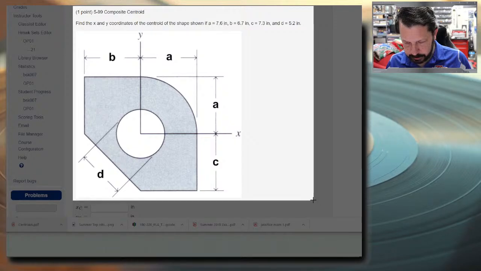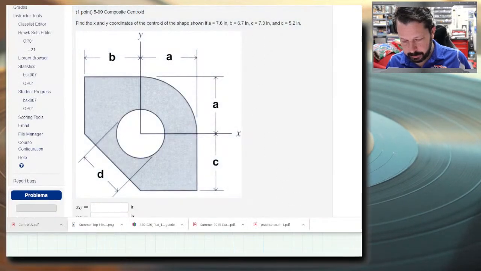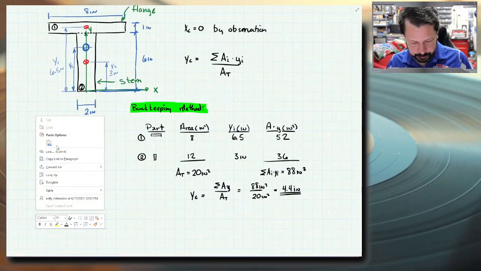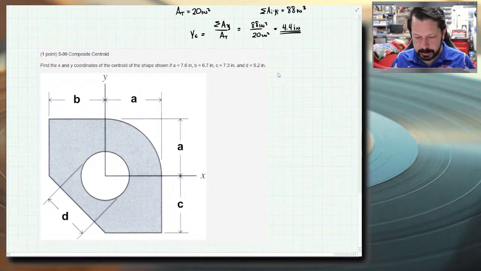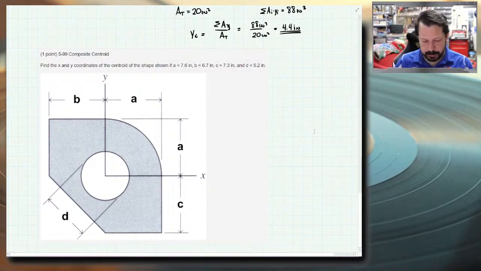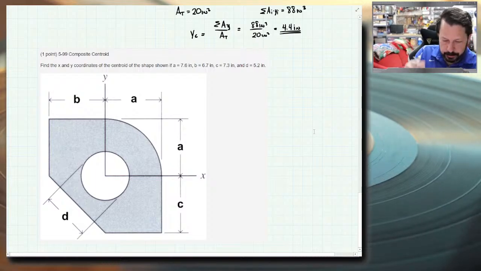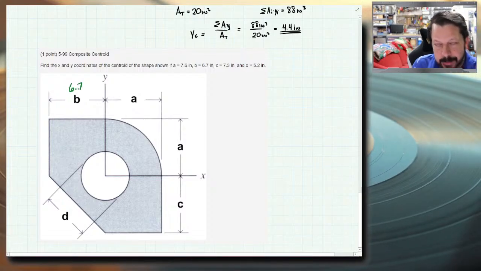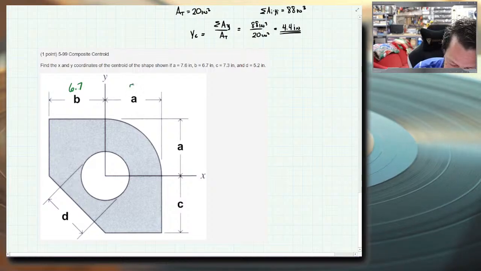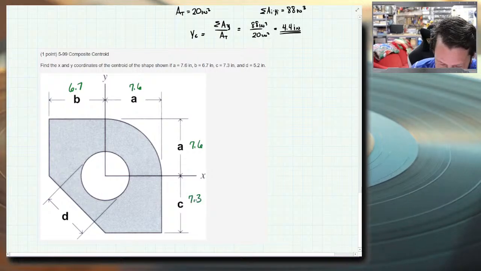Let's see. That looks like it. There we go. We've got all our dimensions for everything up here at the top. I might write those in because it gets annoying having to reference back and forth. So B is, for mine, 6.7. These are all inches; I'm going to leave the units off just to keep it less cluttered. A, 7.6. Another A. C, 7.3. And D, the diameter of this hole, 5.2.